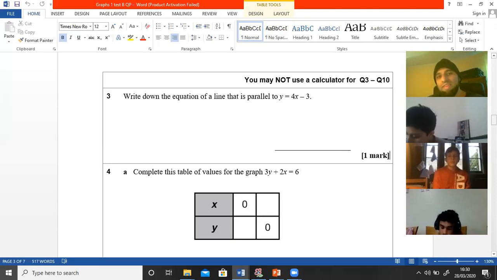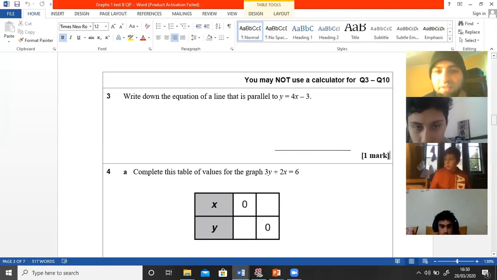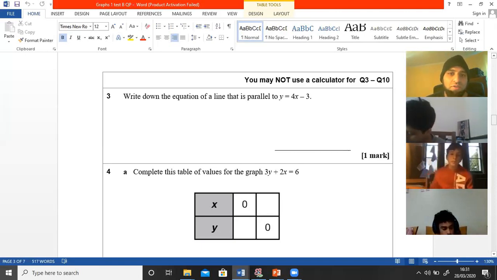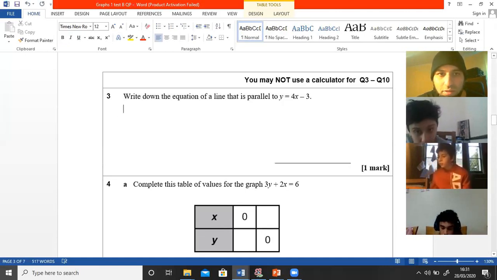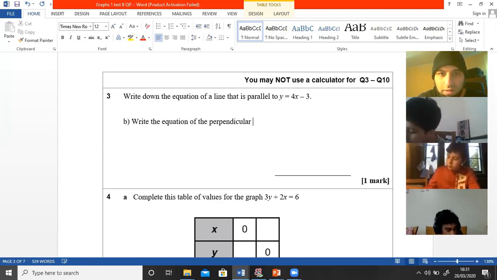Do two parts. Write the equation of the line that is parallel to y equals 4x minus 3. Don't worry if you don't get it, I'll explain in a minute. And write the equation of a line that is perpendicular to y equals 4x minus 3. So whichever one you can do, do the parallel one, do the perpendicular one. I'll add the second bit on: part B is going to be, write the equation of the perpendicular line.